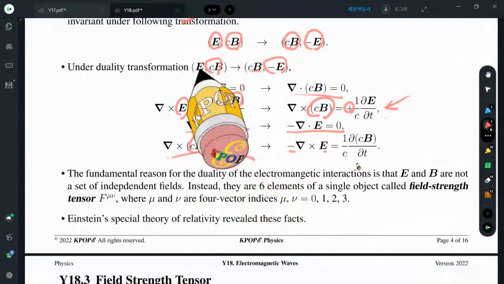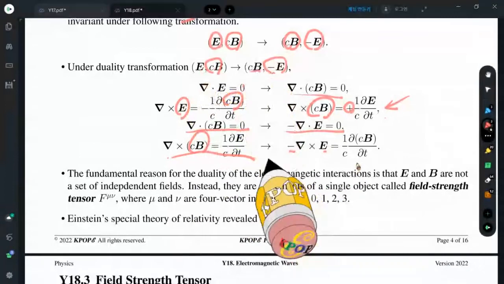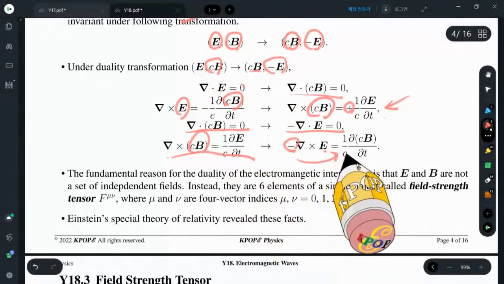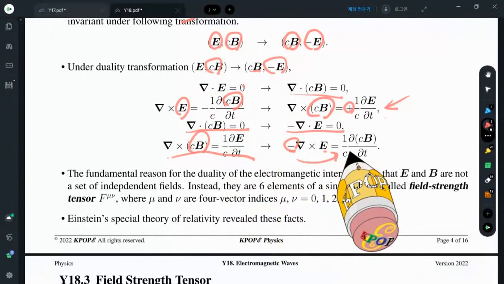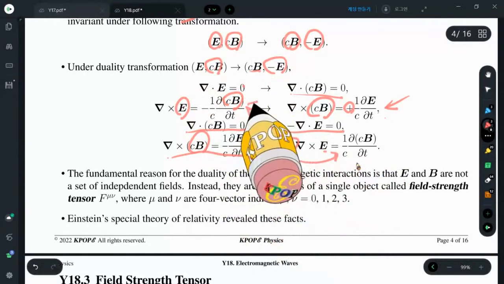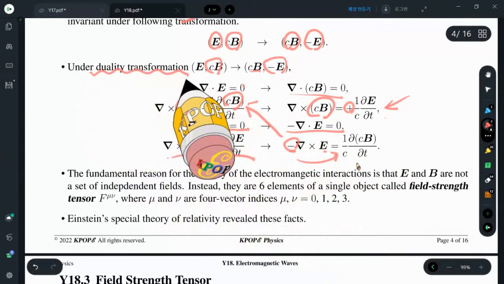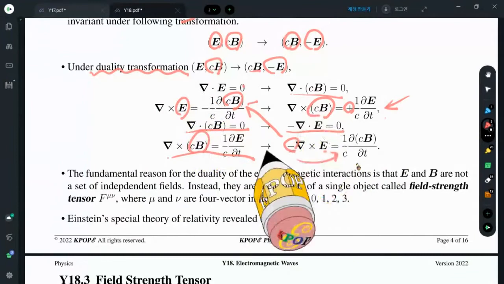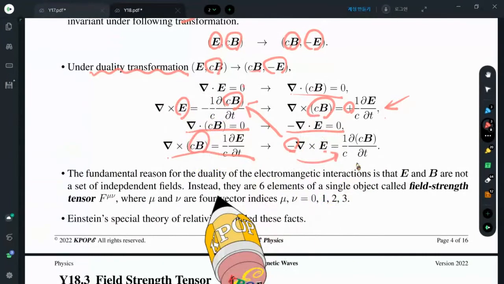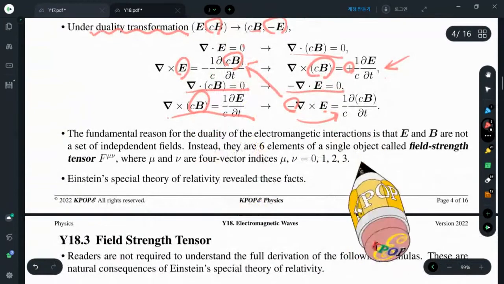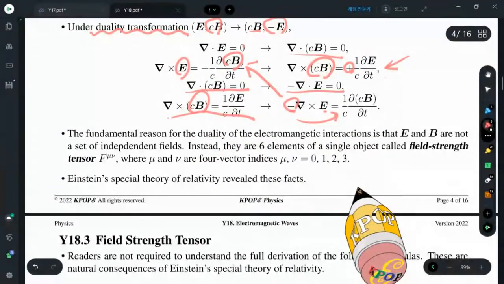And the last one, Faraday's law, with cB to minus E and E to cB. This negative sign moves to the right-hand side, then it becomes Faraday's law. So this is called the dual transformation. Under the dual transformation, Maxwell's equations are invariant. The four equations become the same set of equations.